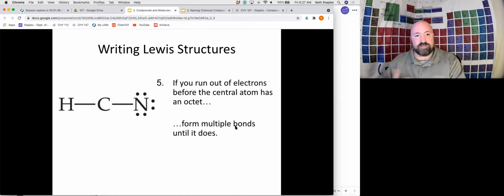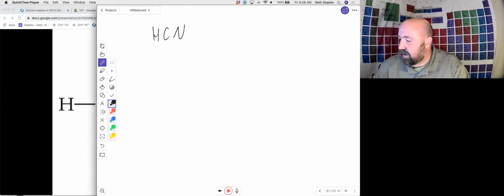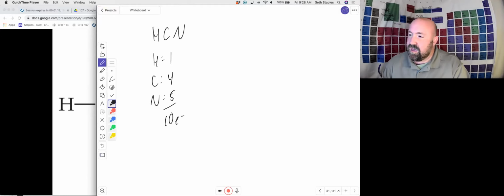Now sometimes, in the case here of HCN, you might run out of electrons before every atom has an octet. Let's run through this example. So HCN, hydrogen cyanide: hydrogen has 1 valence electron, carbon has 4, nitrogen has 5, so I have 10 total electrons that I have to deal with. In a case like this, it might not be clear which one is central, so until we learn about electronegativity in a couple lectures from now, for now, go with the way that it's written.